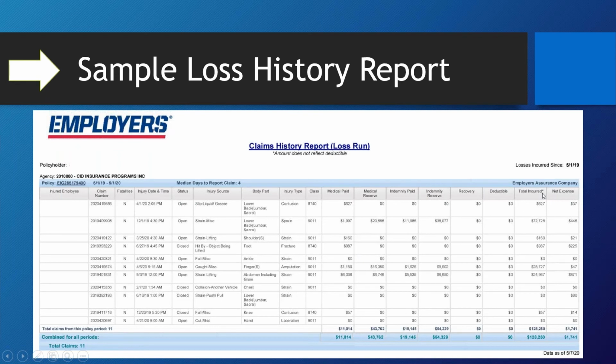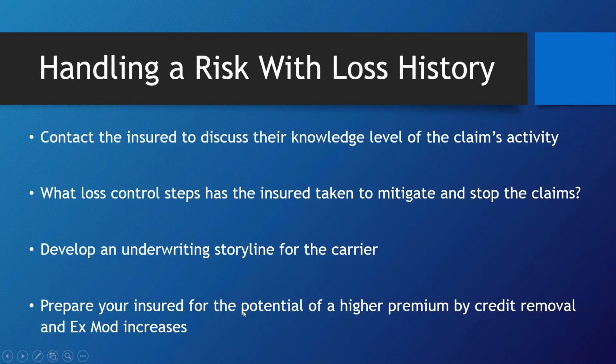When you're looking at the amount of claims, it's not the net expense, it's the total incurred, which will include the reserve and everything. That's the number the carrier will be looking at, and that's the $128,250 showing at the bottom. That's the total amount, and it's not a great loss history for this particular account. So let's keep going, and then I'll talk a little further about it. I'm going to use this insured as an example.